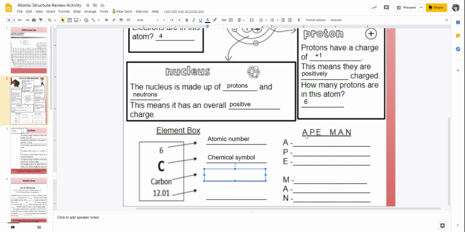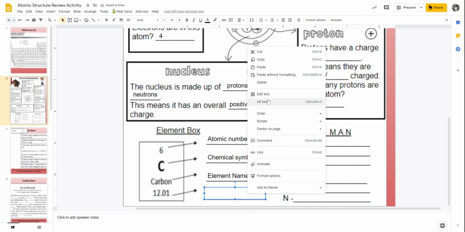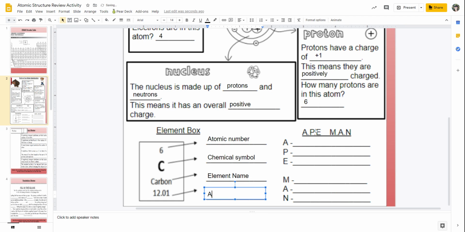The name is the element name. And then we have the atomic mass.